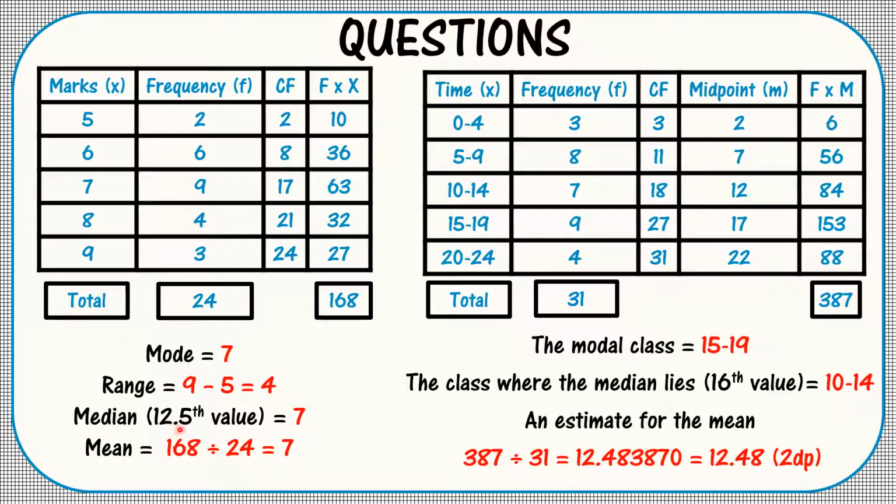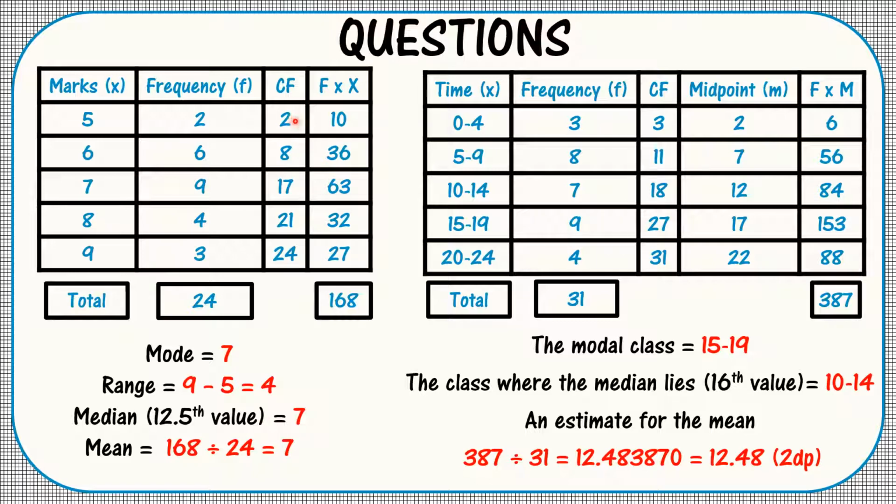The median is the 12.5th value. How did we get this 12.5? It is the last cumulative frequency plus 1 divided by 2. So 24 plus 1 is equal to 25. 25 divided by 2 is equal to 12.5. So we are looking for the 12.5th value.